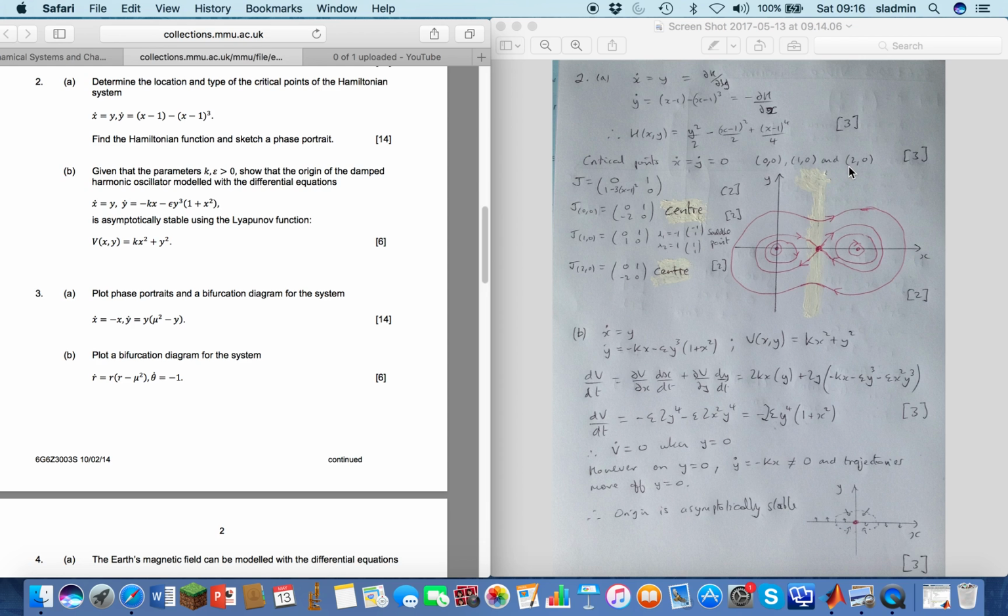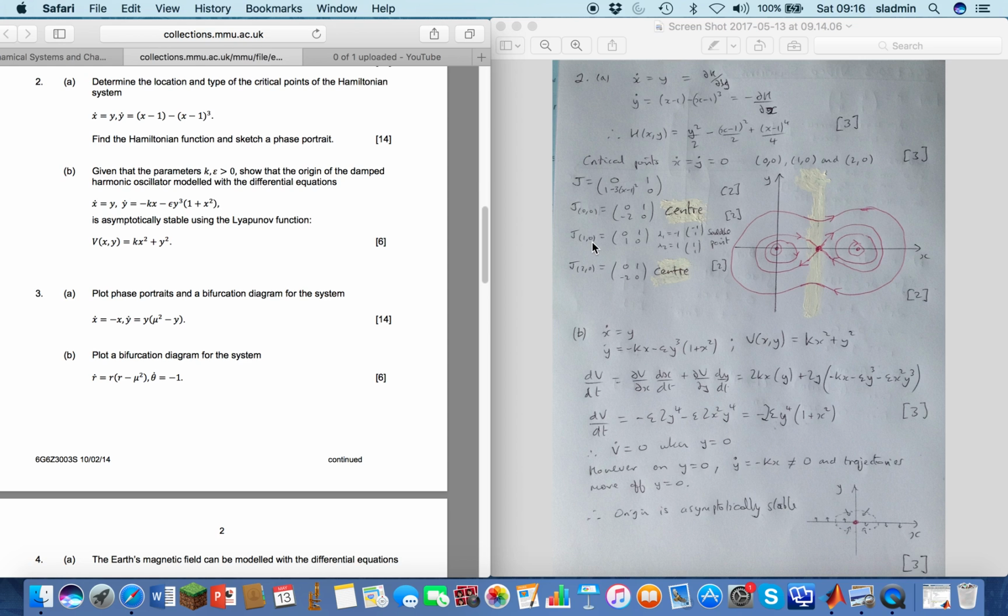To determine the type of critical points, we use the Jacobian matrix. So J is dp/dx, dp/dy, dq/dx, dq/dy, which I've done for you here. At the origin, so at (0, 0), we substitute x and y as 0, and we get this matrix. If you work out the eigenvalues, they're purely imaginary, so this is a centre. Remember, for a Hamiltonian system, critical points are either centres or saddle points. So this one is not a saddle point, therefore it is a centre.